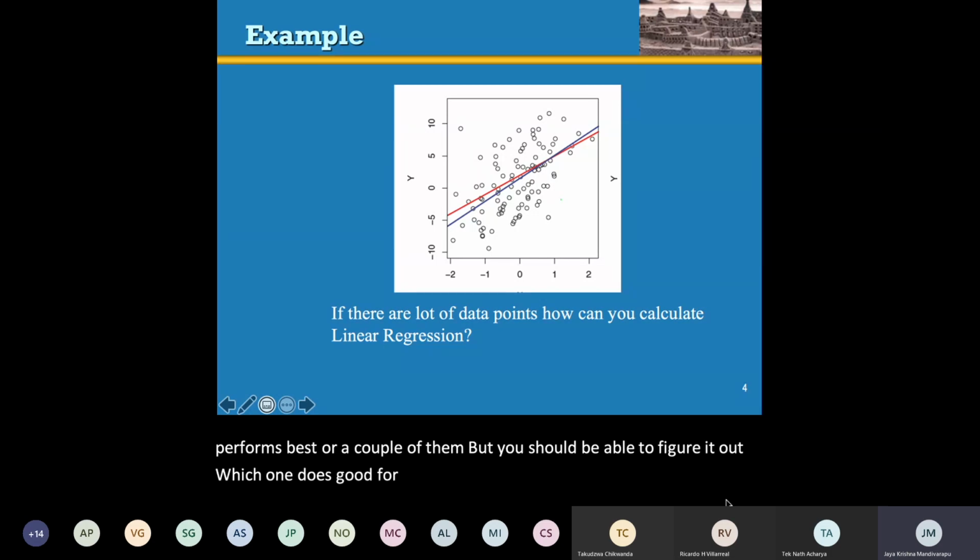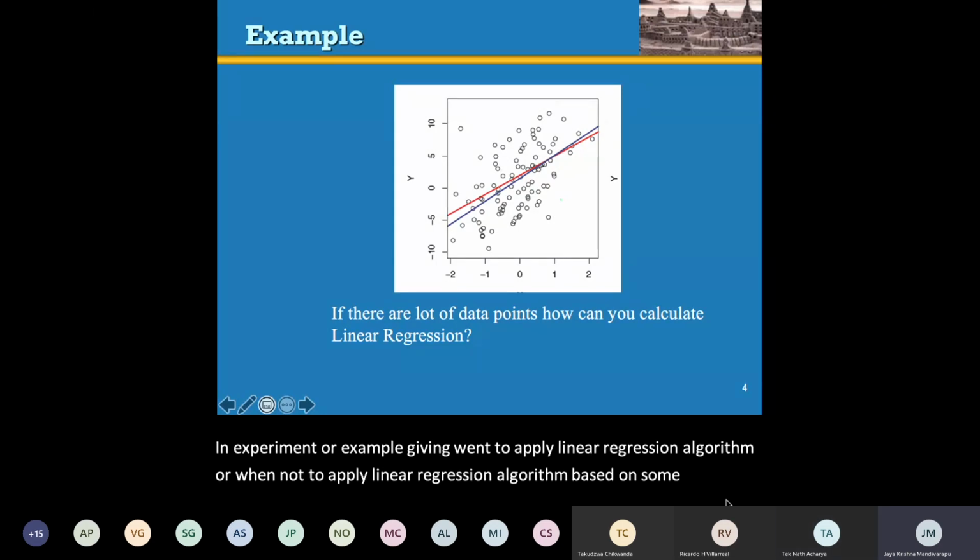So now we are doing an experiment, an example of when to apply the linear regression algorithm or when not to, based on some basic statistical measures which are available to us.